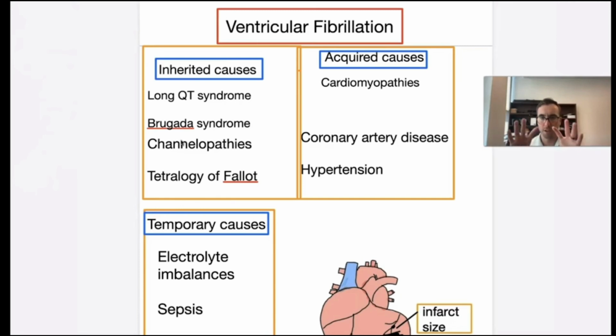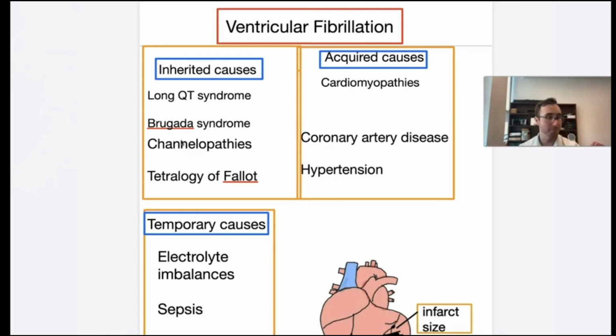So if you look, it can all be categorized into inherited causes, acquired causes, and temporary causes. Inherited, obviously, is congenital. If you look at patients under 35 years old, if they have no structural heart disease or known cardiovascular disease, hypertension, and other risk factors, it's a pretty good probability they have something inherent going on if they're presenting in ventricular fibrillation. What if they have long QT syndrome, Brugada syndrome? What if they have channelopathies, disruption of any other channels in their heart, tetralogy of Fallot? This could all be implicated in why the patient's in ventricular fibrillation.